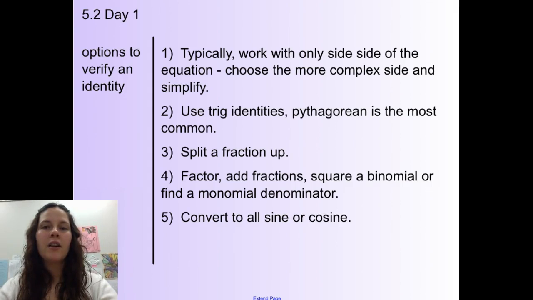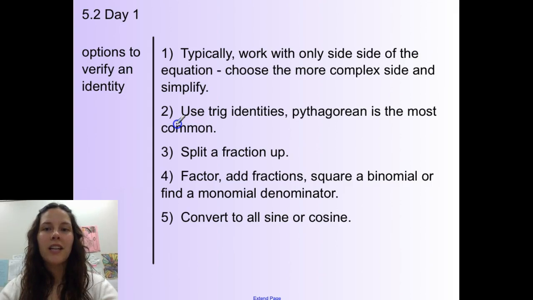Our examples are going to be an equation where the expression on each side of the equal sign looks different, and we have to simplify one side of the equal sign so that it matches the other side. Here we've got some different steps that you can take to verify trig identities. First, you want to work on one side of the equal sign only. Pick the side that has the more complex expression and get it into its simpler form, which will match the other side of the equal sign.